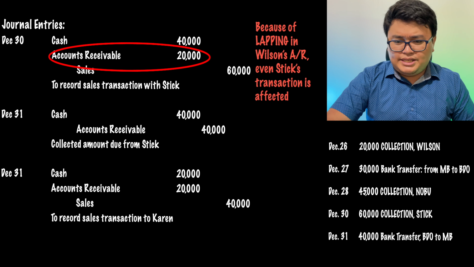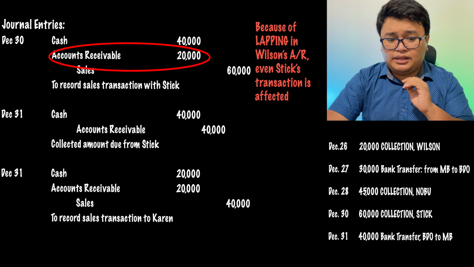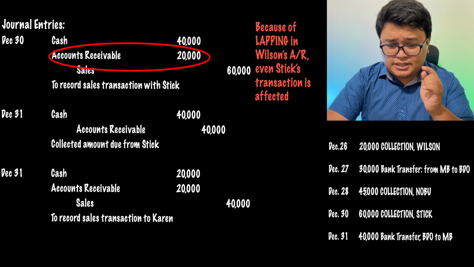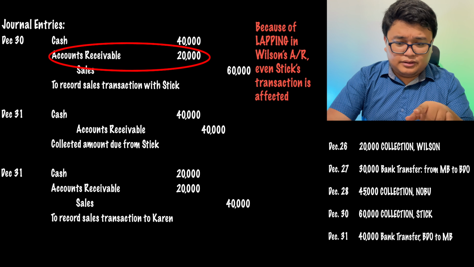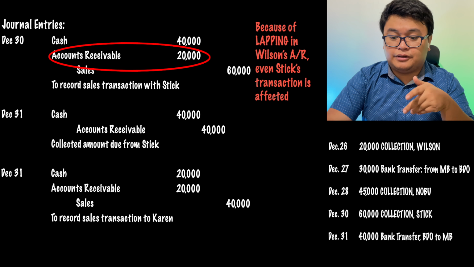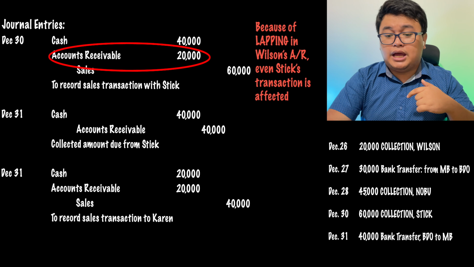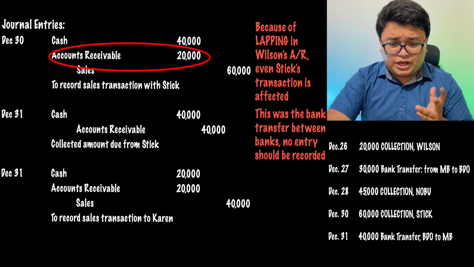And why is it that on December 30, there's a debit to accounts receivable for 20,000, but then on December 31, there was a collection amount for Stick worth 40,000. If we inspect what really happened on December 31, in fact, a few days before, there's a bank transfer, right? From BDO to Metrobank or the other way around.